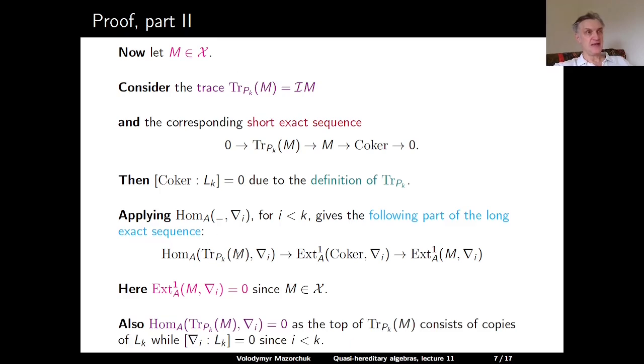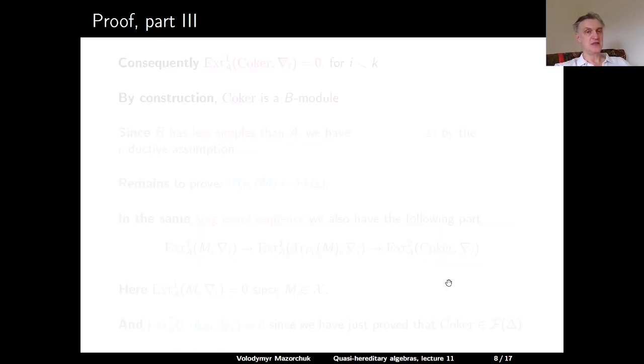In our trace, any top constituent of our trace of Pk in M is isomorphic to Lk. And we know that there are no Lk in nabla i. So this Hom space on the left is 0. So the left term is 0 and the right term is 0 and the sequence is exact. So this means that the middle term is also 0. In other words, the cokernel has the property that for any i smaller than k, the first Ext over A from the cokernel to nabla i vanishes.